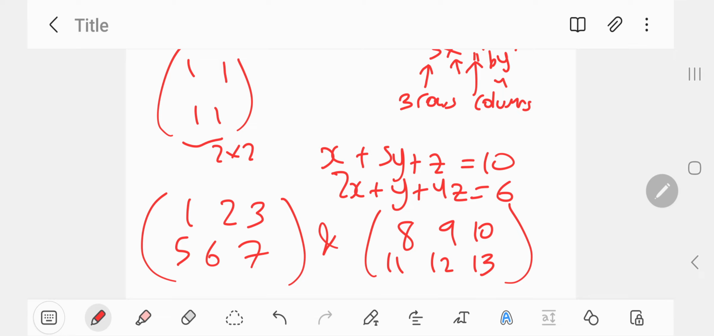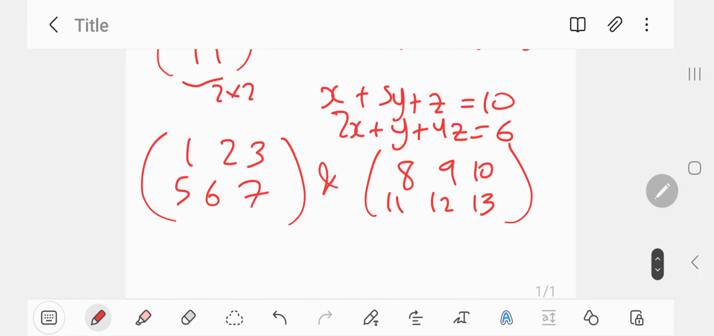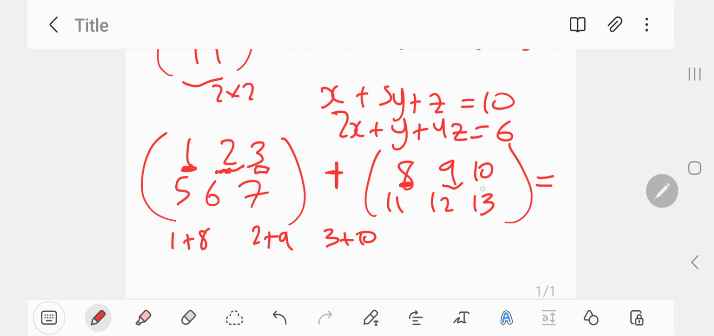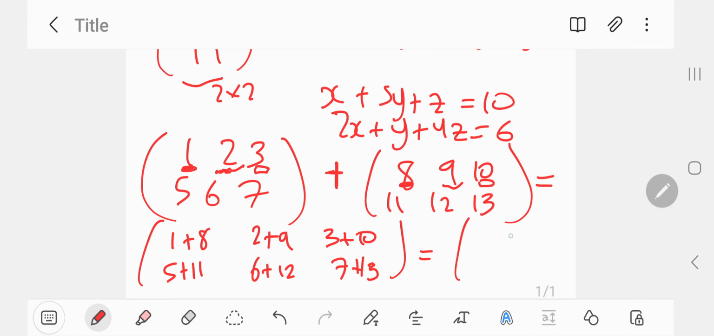To add them, all you need to do is basically add each element with its counterpart. Here's how you would do it. So if you were to add these two, you would just go 1 plus 8, 2 plus 9, 3 plus 10. So I'm taking each respective component here, adding it together. 5 plus 11, 6 plus 12, 7 plus 13. I'll just work out each individual component.